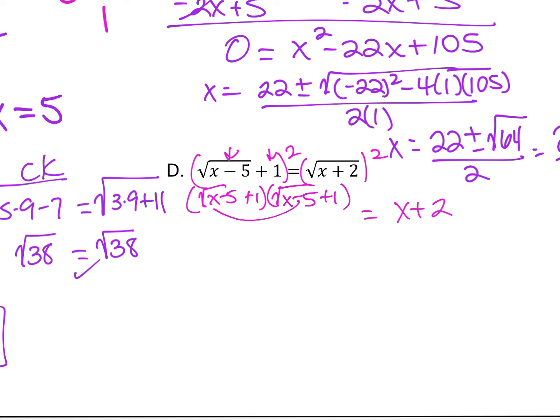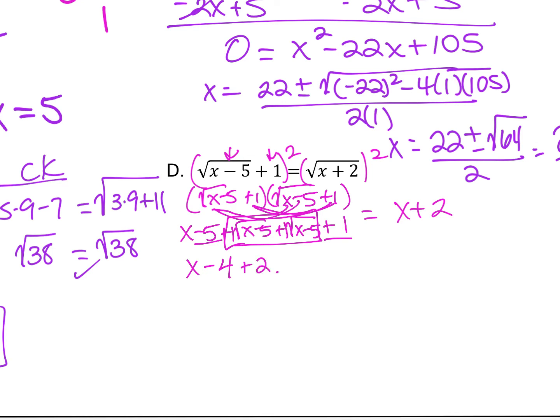So using FOIL, that's going to give me x minus 5, because it's a square root times itself. That gives me 1 square root of x minus 5. Gives me 1 square root of x minus 5. And 1 times 1 is 1. So combining your like terms, I'm going to have an x. Combining the constants, that's negative 4. Combining these radical pieces, remember we discussed before, you're just adding the coefficients, so that's going to be 2 square root of x minus 5, and that equals x plus 2.